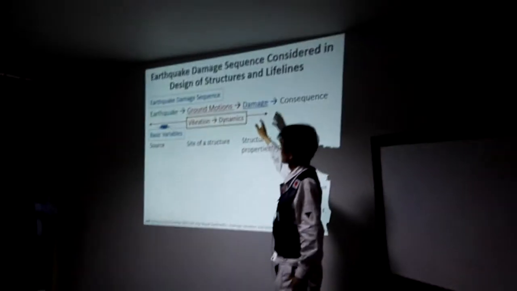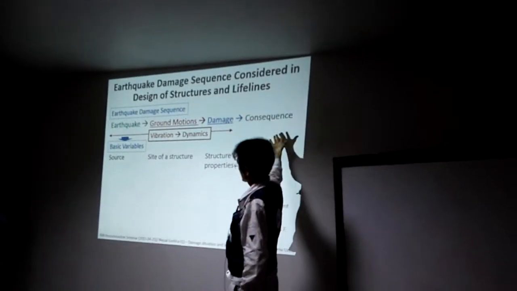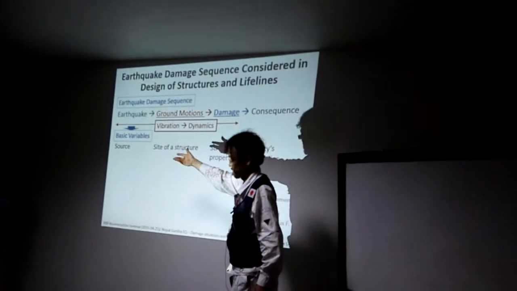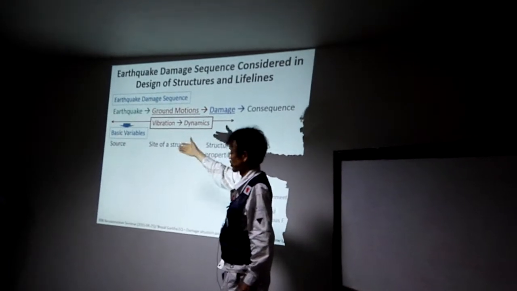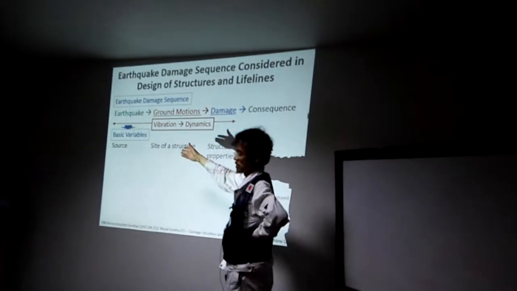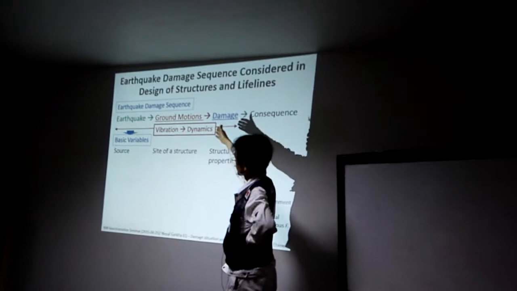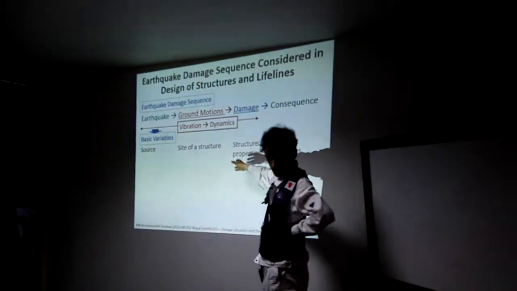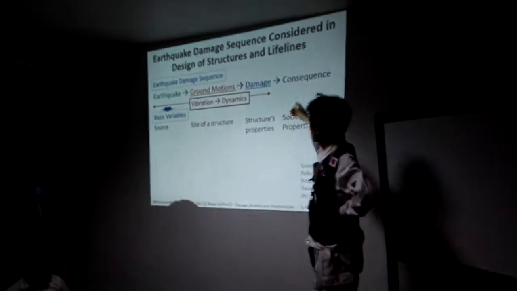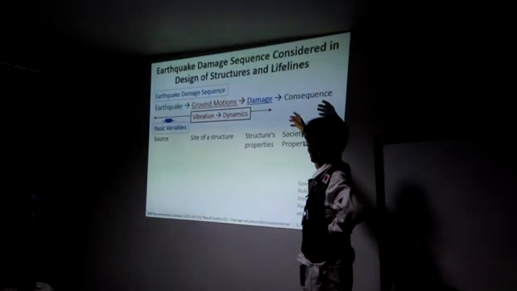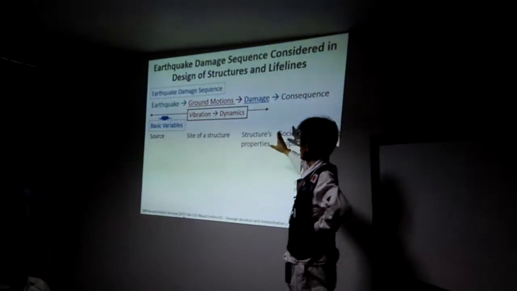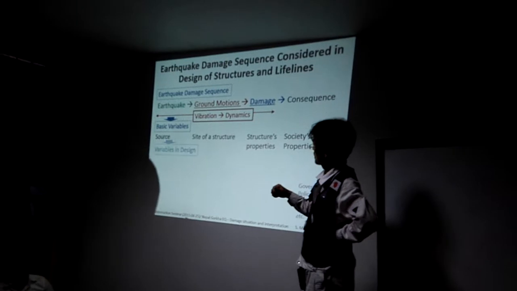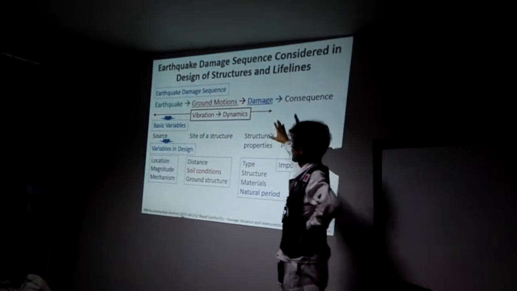In the earthquake damage sequence, earthquake, ground motion, damage, consequence, the basic variable is the source: seismic source region, fault region. And ground motion's basic variable is the site of a structure. Damage's basic variable is the structure's properties. Yes, please. But this is the conceptual.